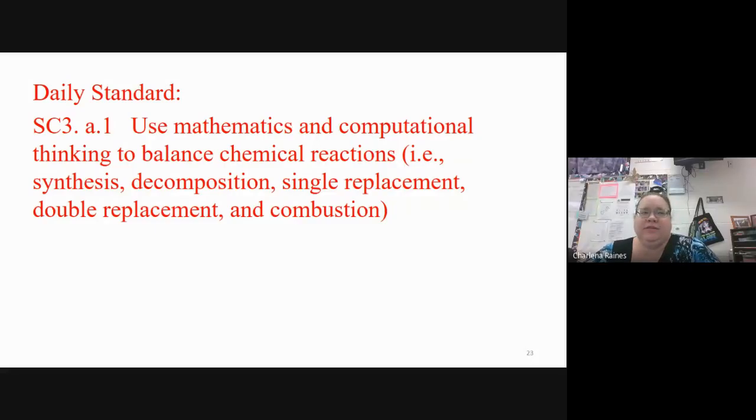Hi, Academy students. Today we are looking at standard SC3 1A, A1, sorry. Anyhow, we're looking at balancing chemical reactions.